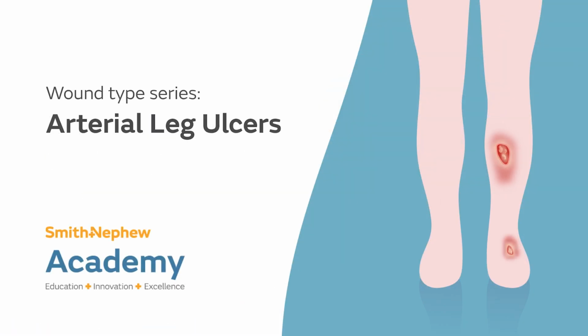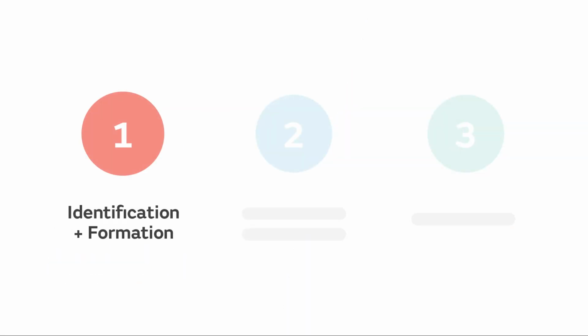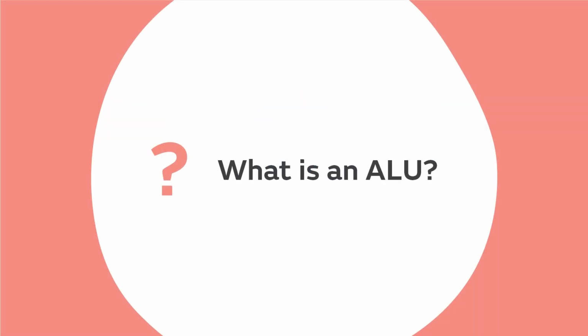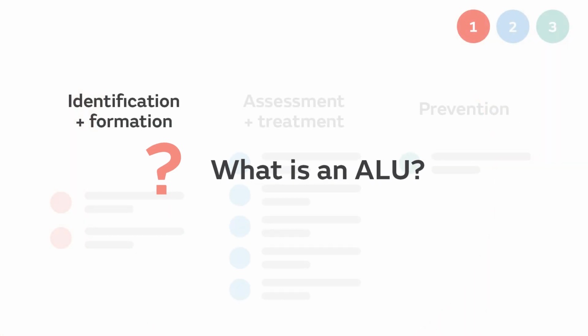In this Smith+Nephew video, we're going to take a look at ALUs. We'll see how to identify an ALU and how they form, what you can do to assess and treat an ALU, and how you can prevent one from happening. Let's get started. First, what is an arterial leg ulcer?